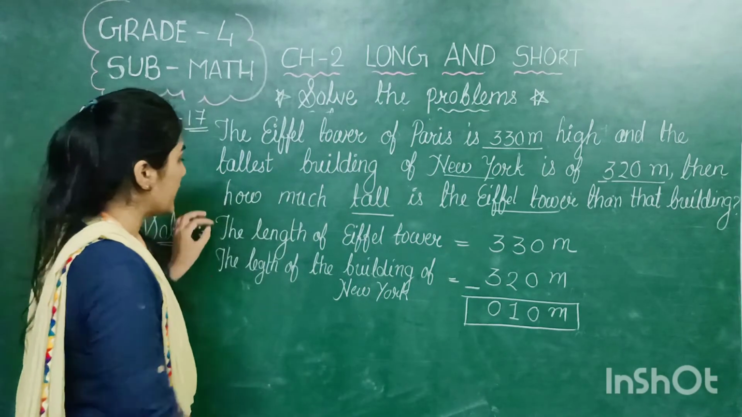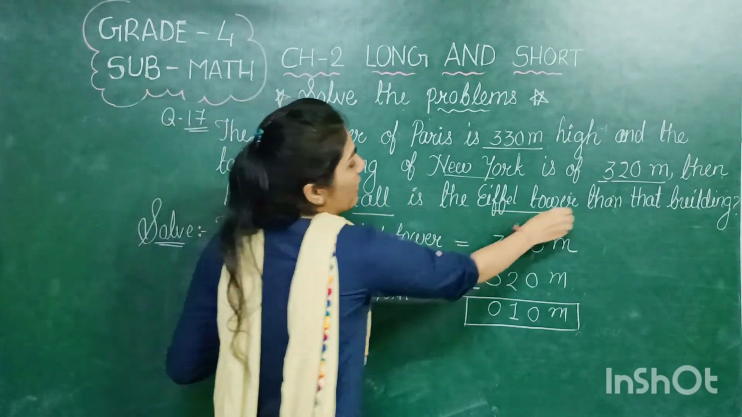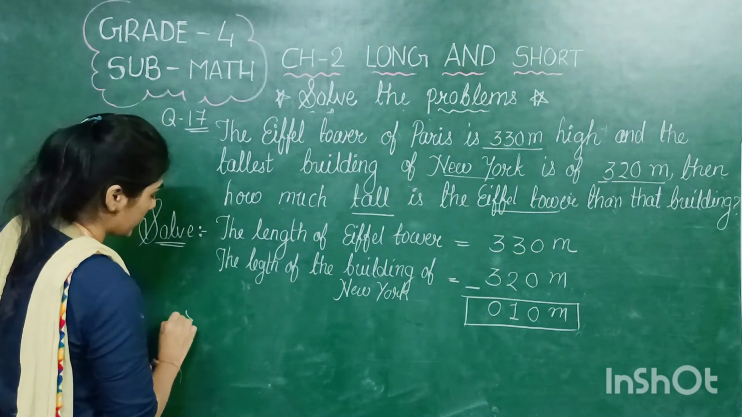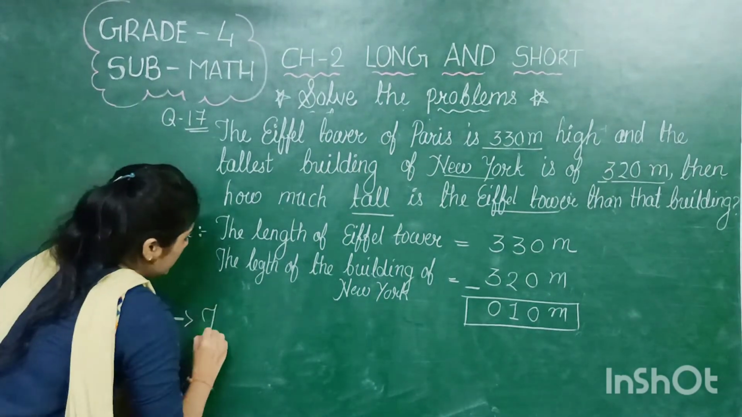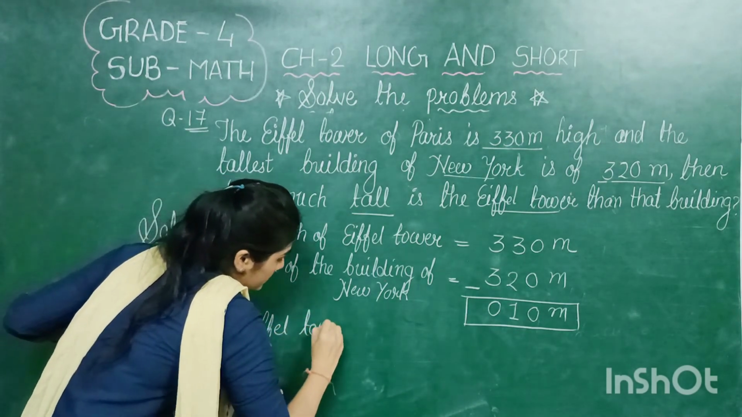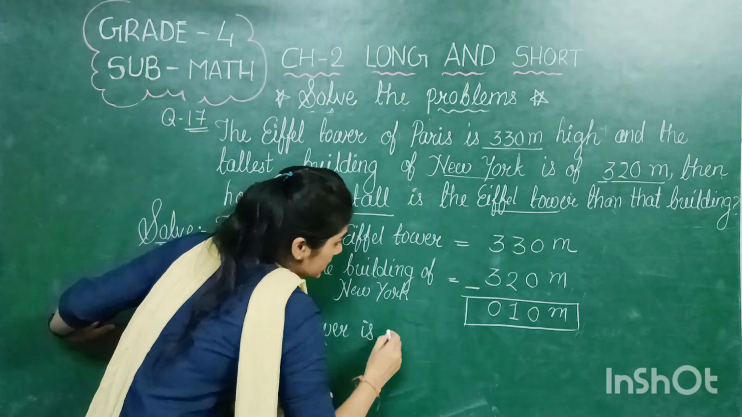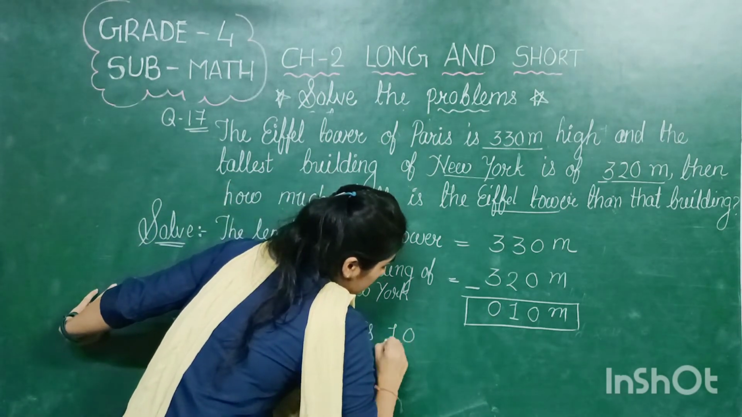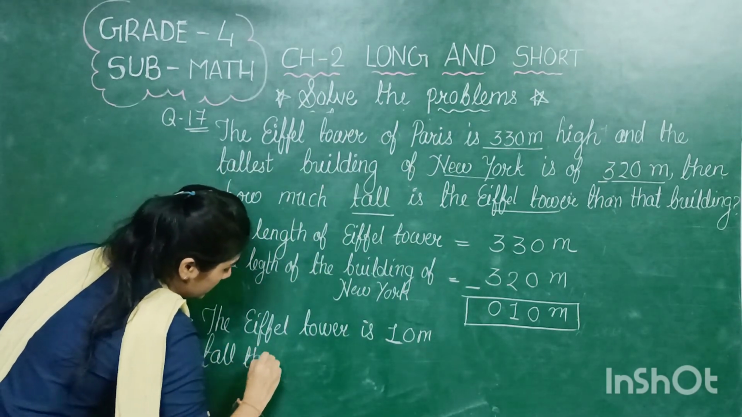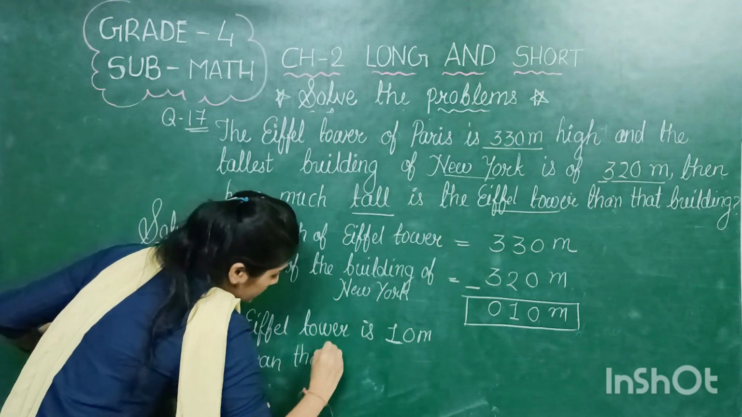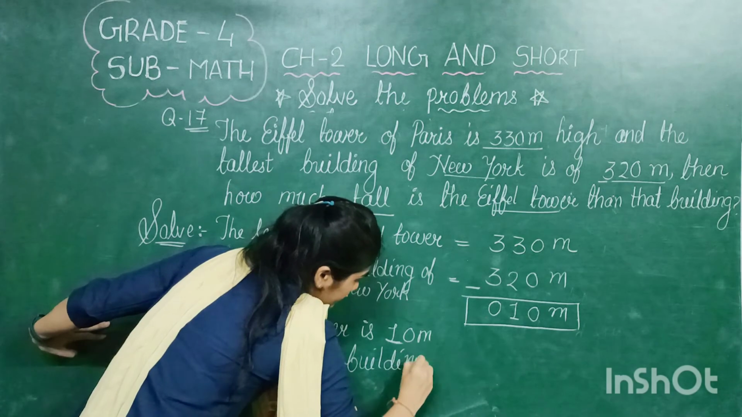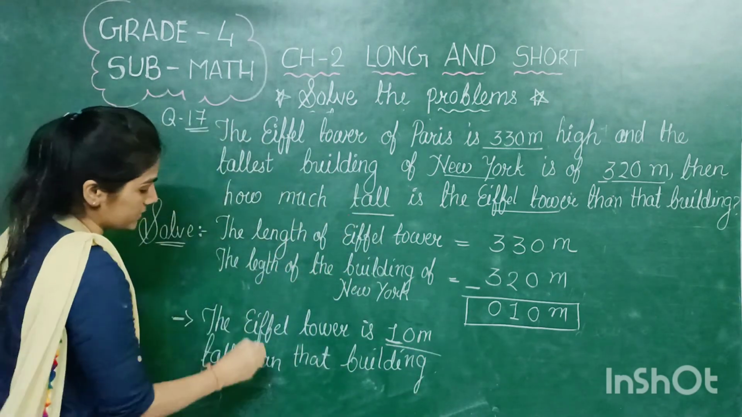So what we have to find? How much tall is the Eiffel Tower than that building? So we can write the sentence like this way at the end of this sum, that the Eiffel Tower is 10 meter tall than that building. So this is our answer, right?